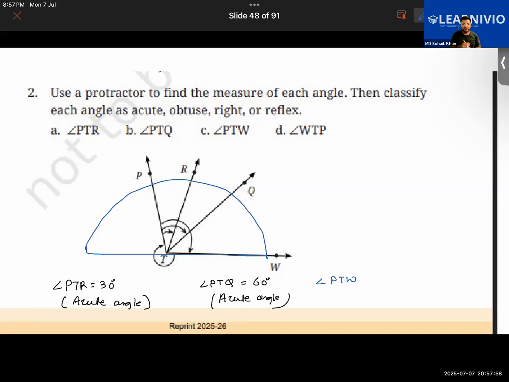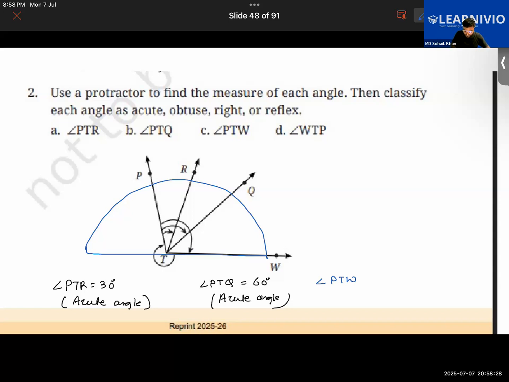Okay, Nafis, how much were you getting? 105. Okay. Let me see about you. Habib, are you there in the class or not? Yeah, tell me the value. How much are you getting? PTW, Sir, I'm also getting 105.